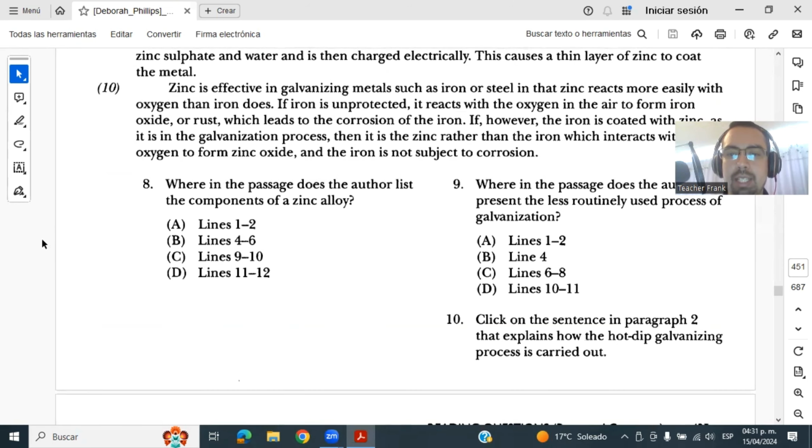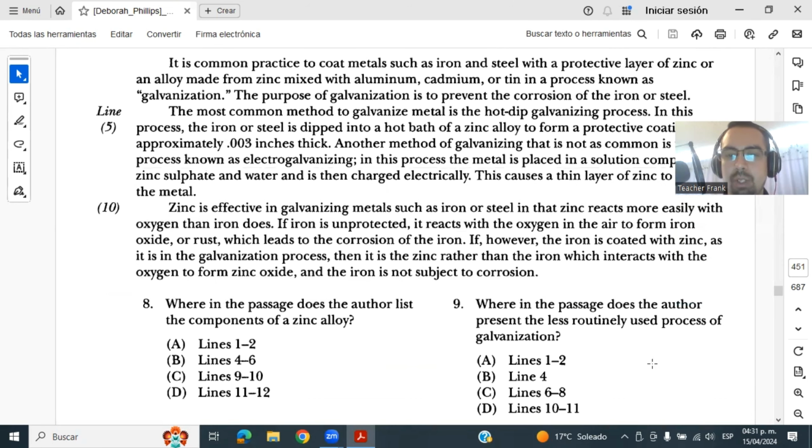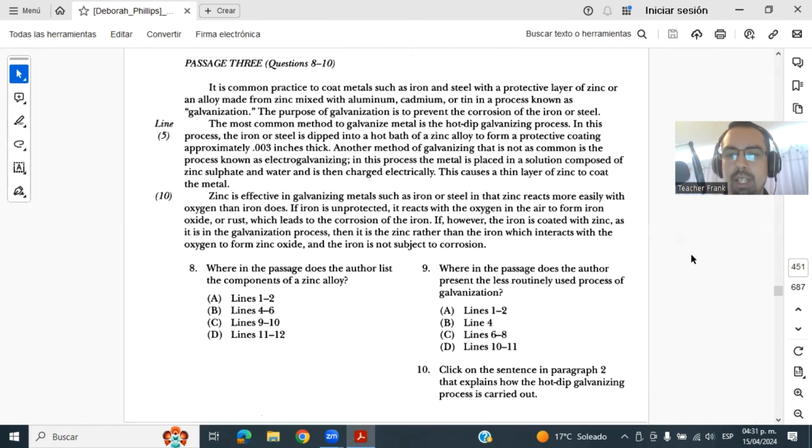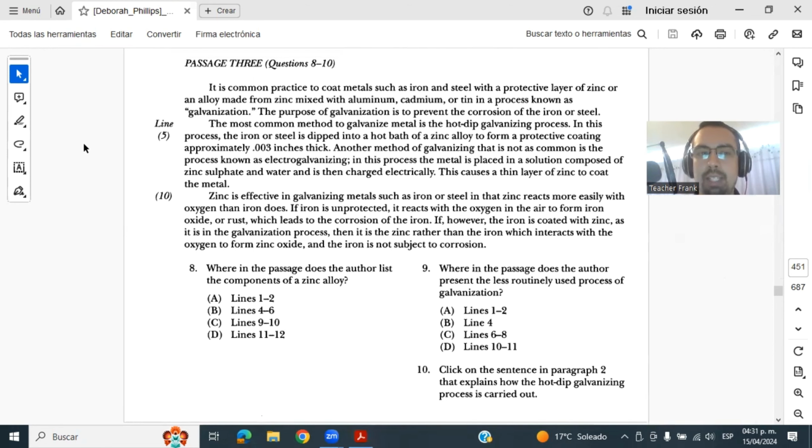Passage 3 has actually, I'm going to zoom out so we can see all of the information. So if you want, pause the video, answer number 8 to 10, and we'll check it in a moment, okay? All right, ready? Let's check it. Number 8 says, where in the passage does the author list the components of a zinc alloy? This is going to be A, lines 1 to 2.